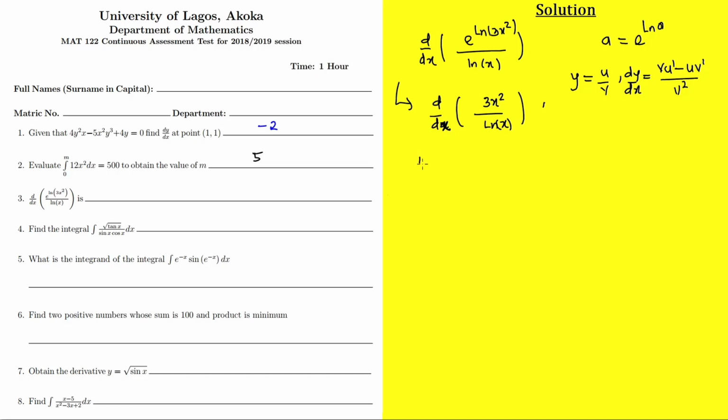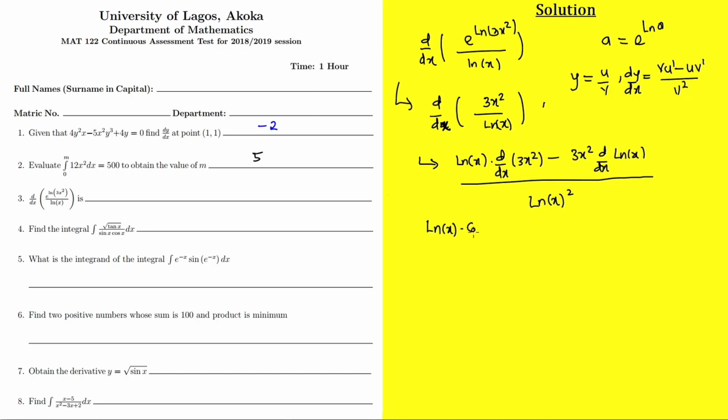So that means we are going to have the denominator, which is ln x, multiplied by the derivative of the numerator, that's 3x squared, minus 3x squared multiplied by the derivative of ln x with respect to x, all divided by ln x squared. Okay, so this means this is ln x multiplied by ln x. All right, so you can equally put your brackets, but this is still okay. Now if I differentiate 3x squared with respect to x, I'm going to have 6x, minus 3x squared, and again multiply this by the derivative of ln x, which is 1 over x, all divided by ln x all squared.